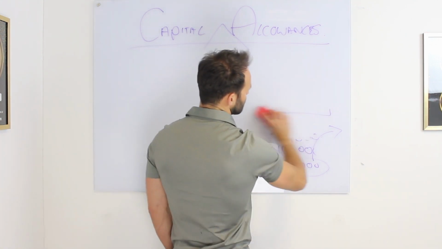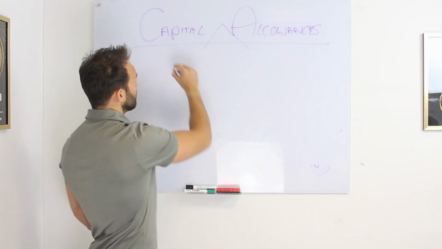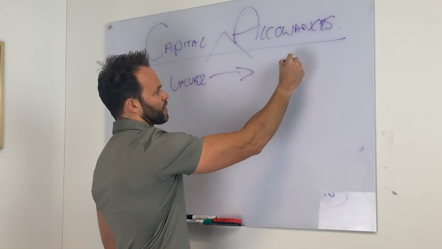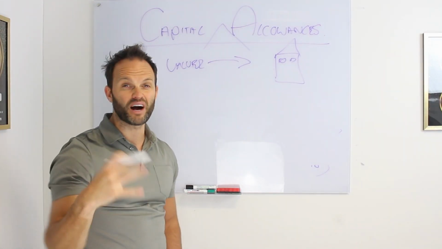So you would instruct a capital allowance assessor, a valuer. They would come out to your property and they would go around the property just like a valuer would, and they would give it a valuation.